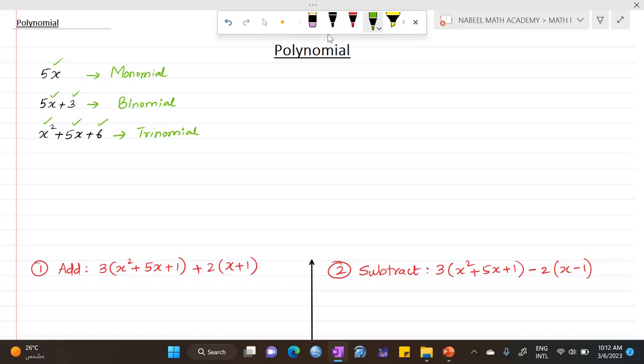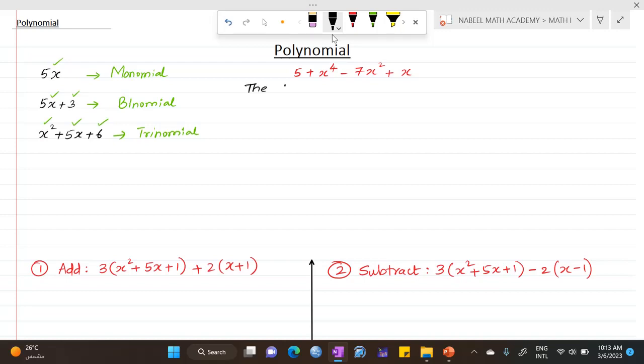So let us go to the standard form of the polynomial. If you have a polynomial, suppose 5 plus x power 4 and minus 7x square plus x, okay, so I have to write this one in the standard form. So this is not the standard form, so I have to make the standard form of the polynomial.